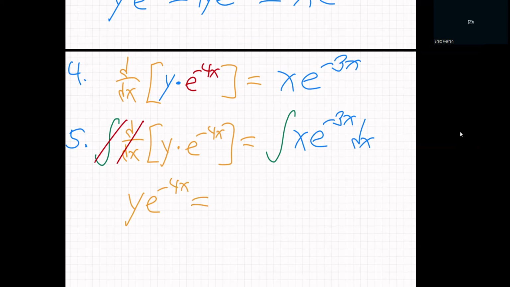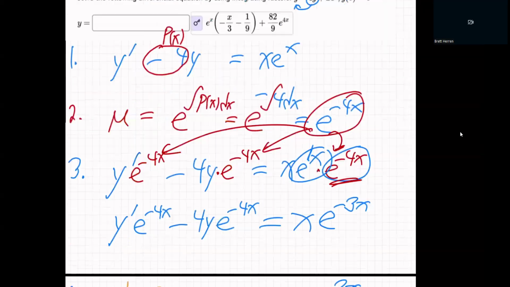Now on the right side, the integral will not cancel. We're going to have to do the integral. Why? Because there's no derivative there to cancel it. So I got to do it. Now, how do you do this kind of thing? Well, it's going to be by parts. And I'm going to show you a little shortcut. Whenever you have an x and an e to something, it's a by parts. Let me show you a shortcut.